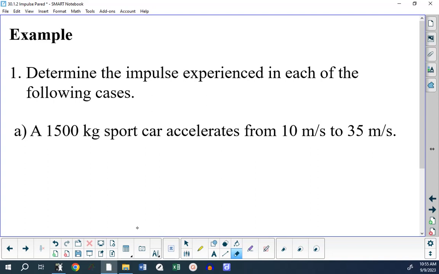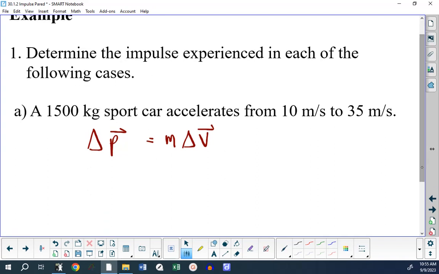Number one, determine the impulse experienced in each of the following cases. A 1,500 kilogram sports car accelerates from 10 to 35 meters per second. So just like the last video, there are going to be problems here where I don't show all of my work. However, for this one, I would like to show all of my work, with the exception of writing down units. We have the mass, which is in kilograms. We have v_i and v_f, which are both in meters per second, so we don't need to worry about anything weird here in terms of converting units.